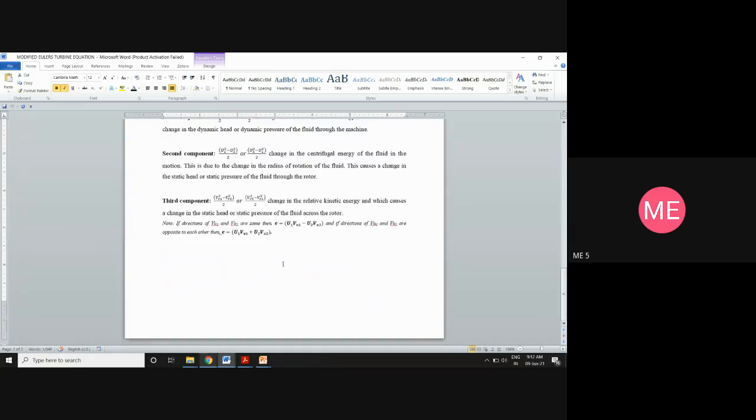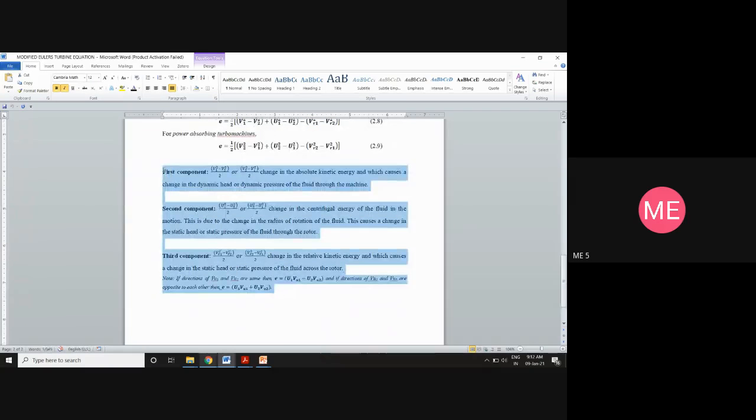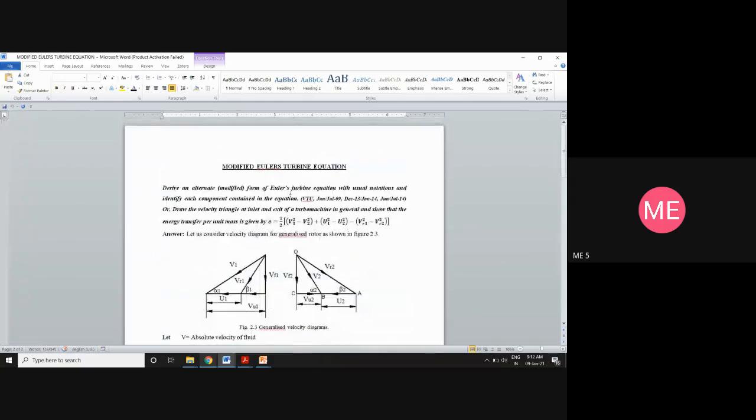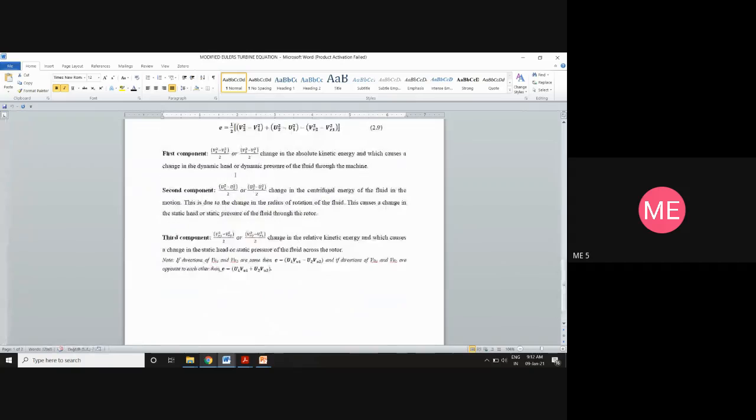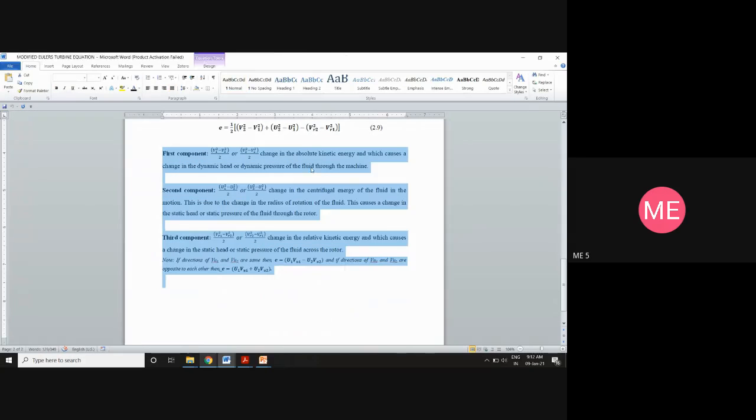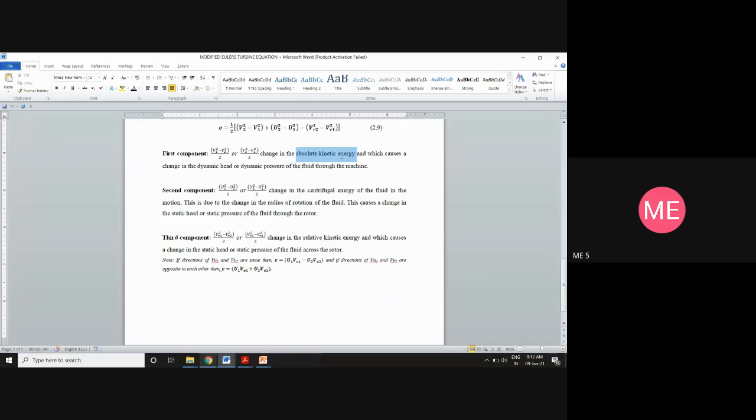You should be very, very careful while writing these three components. What the question will ask is, derive the modified Euler's turbine equation and explain the three different components. First component tells about absolute kinetic energy. Because of this absolute kinetic energy, dynamic head or dynamic pressure of the fluid changes. Second component is centrifugal energy. Because of this, rotation of the fluid will take place. And third component is change in relative kinetic energy, which causes the change in static head or static pressure. That is very, very important.